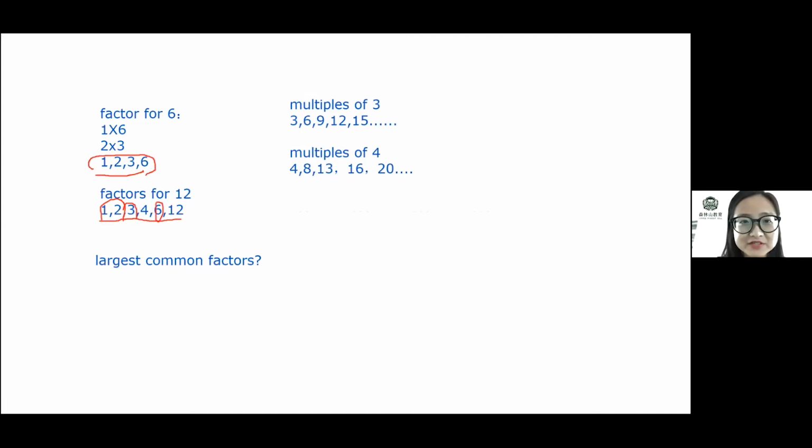Oh, I think I have something typed wrong here. Did you see that? See? Why do I have a 13 over here? Oh, it's 12. Yeah, I typed it wrong. Sorry, it's my fault. It's a 12.